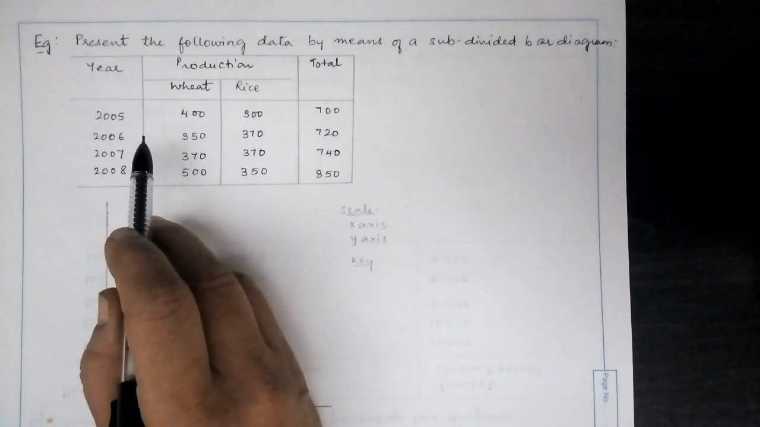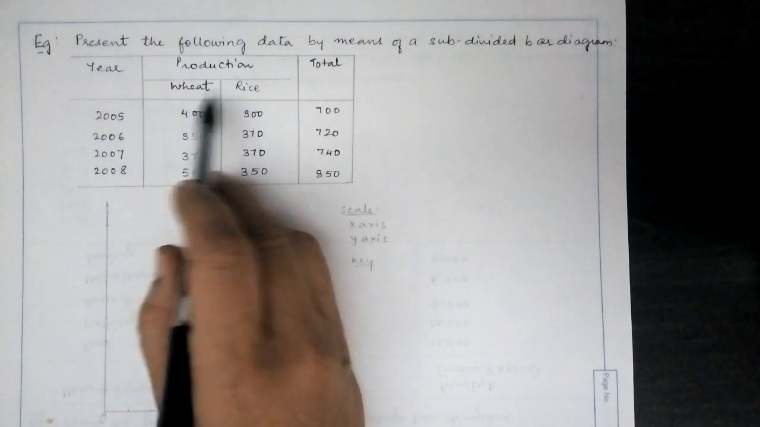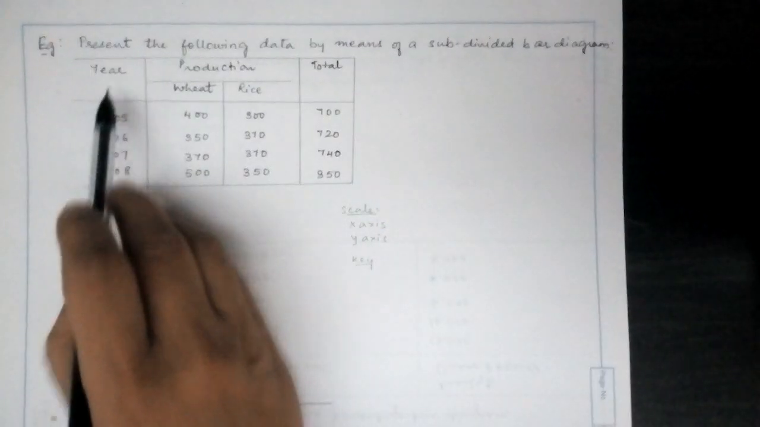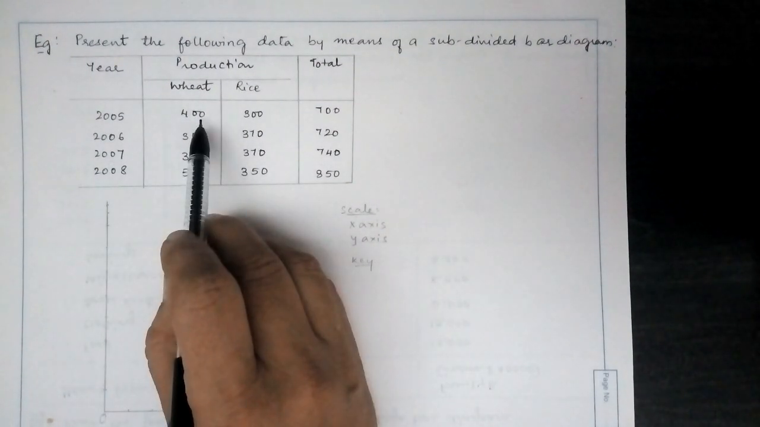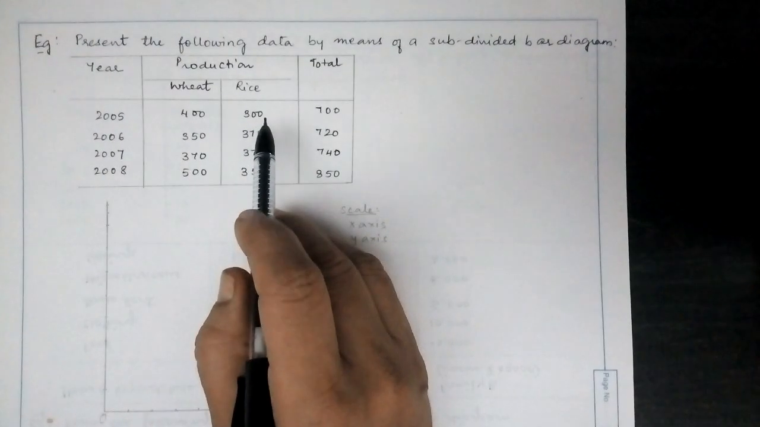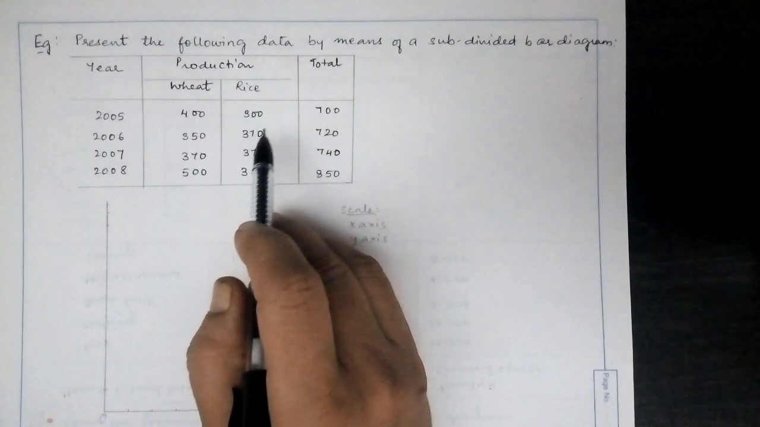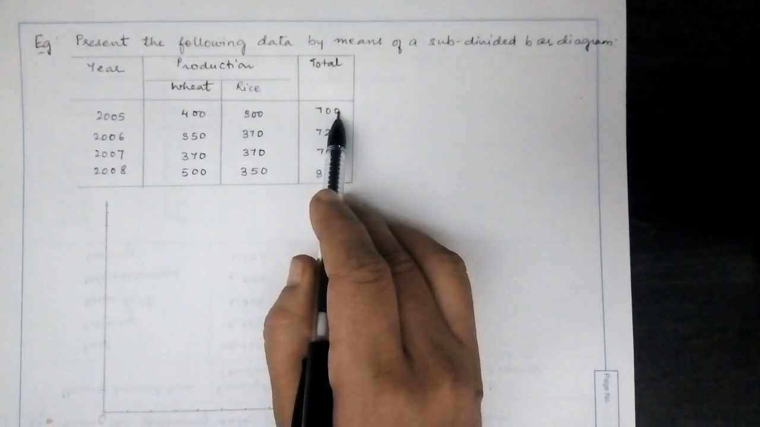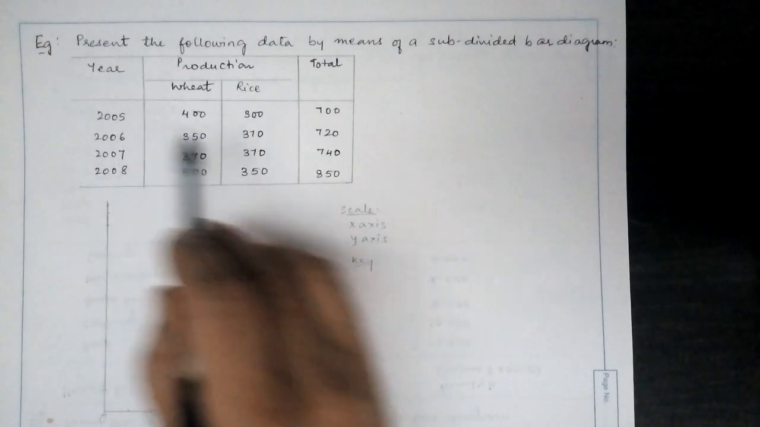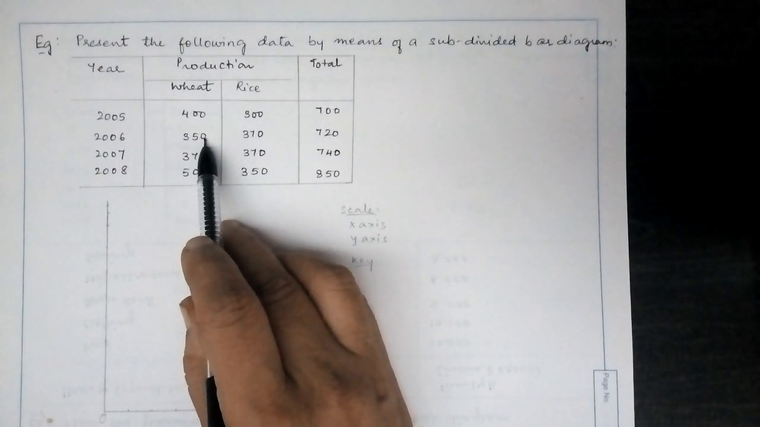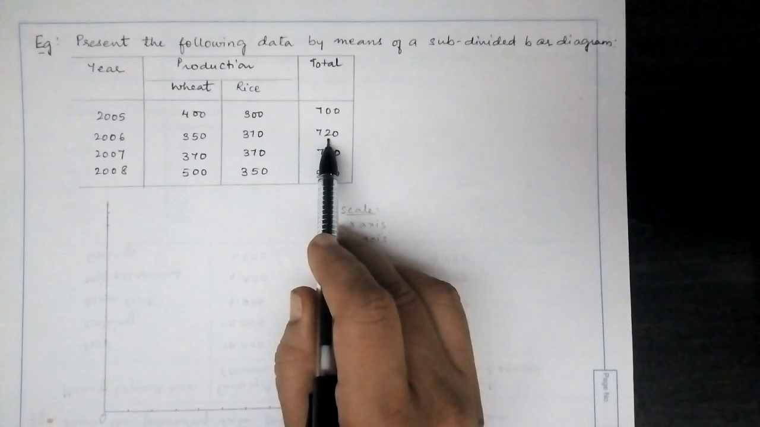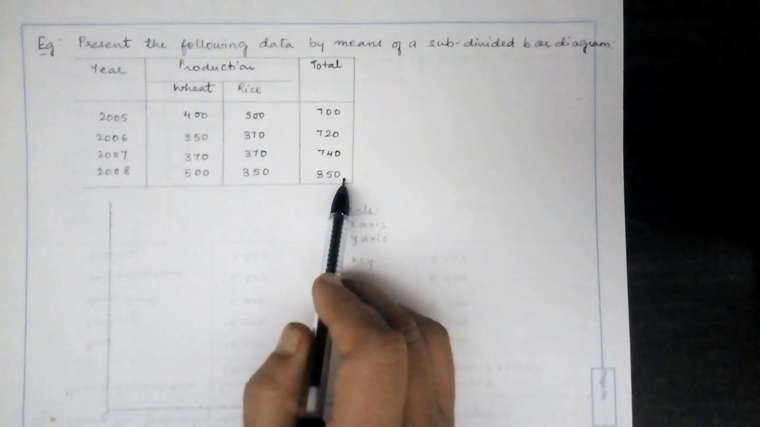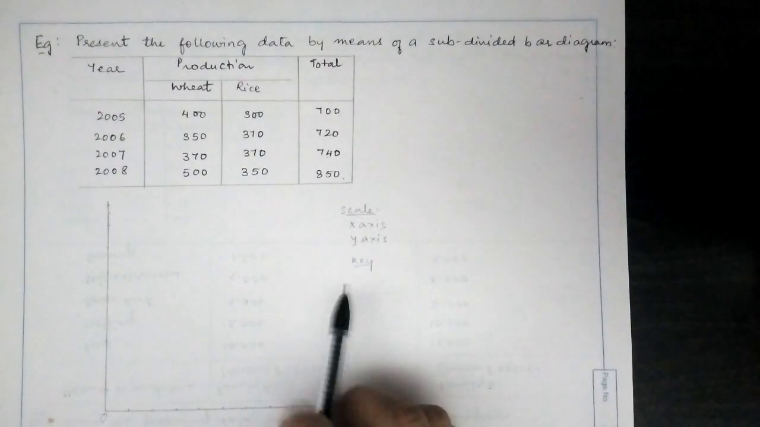The data given to us pertains to the production of wheat and rice in different years and also the total production. So in the year 2005, wheat was 400 and rice was 300, you can say quintals or tons. So the total was 400 plus 300, 700 tons. In 2006, the respective production of wheat and rice was 350 and 370, which is equal to 720. Likewise in 2007 and in 2008. So we will now represent this in the form of a subdivided bar graph.